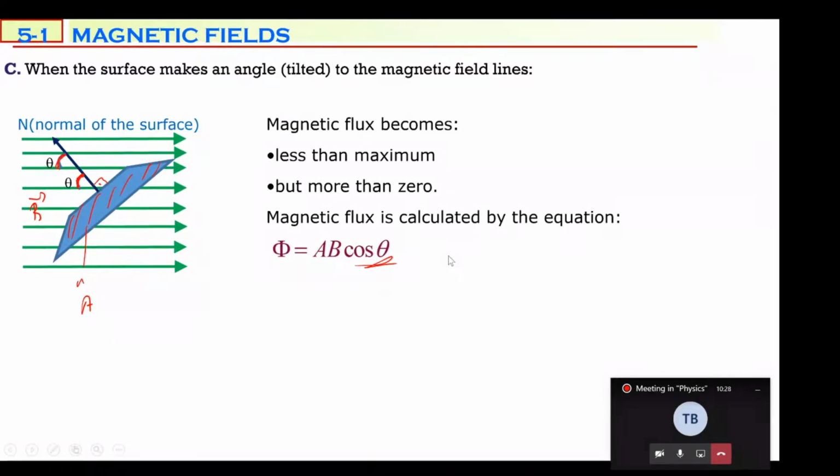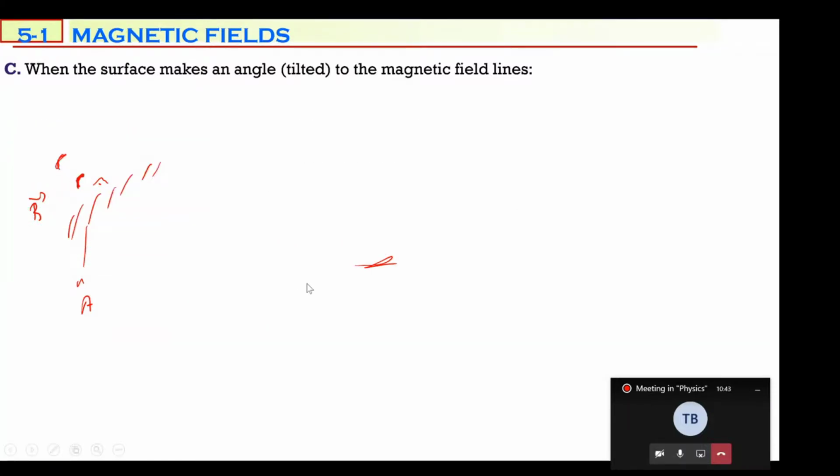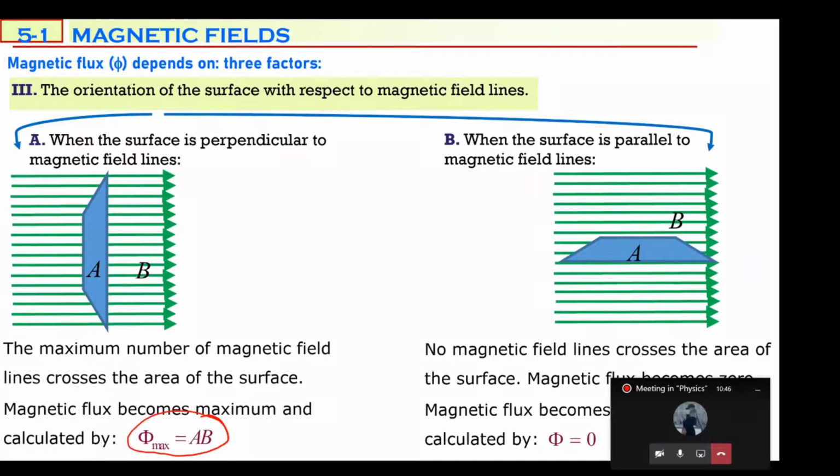So now let's study the cases. When the surface is perpendicular to the magnetic field lines, what is theta? What do you say? In here, the surface is perpendicular, correct? The normal is this, this is the normal line. What is the angle between the normal line and the magnetic field lines? Any answer?